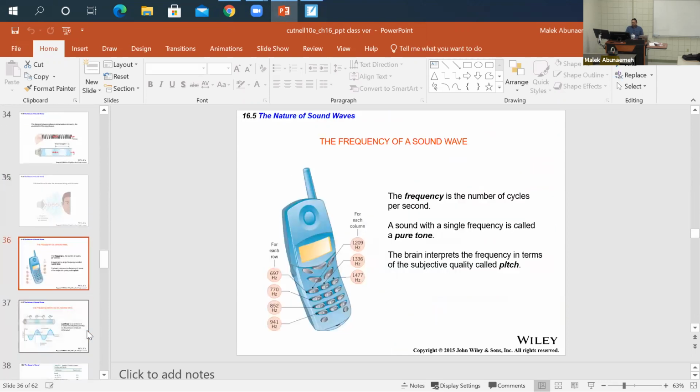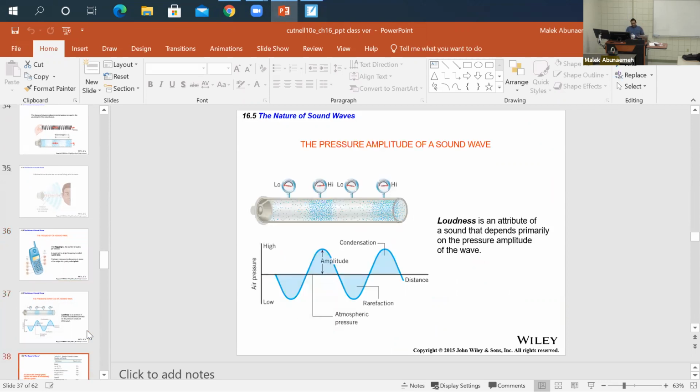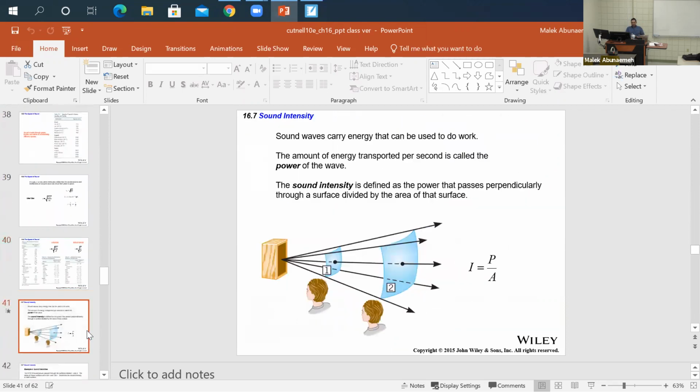Now, again, your frequency is your number of cycles per second, right? When you actually use a phone, the sound with a single frequency is called a pure tone. The brain interprets the frequency in terms of a subjective quality called pitch. Sound waves carry energy that can be used to do work. The amount of energy transported per second is called the power of the wave.